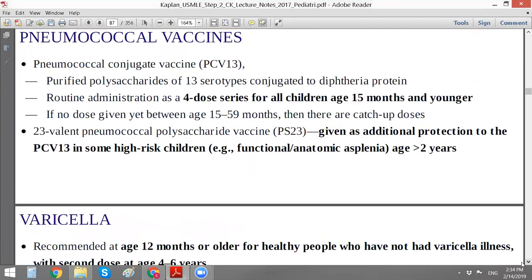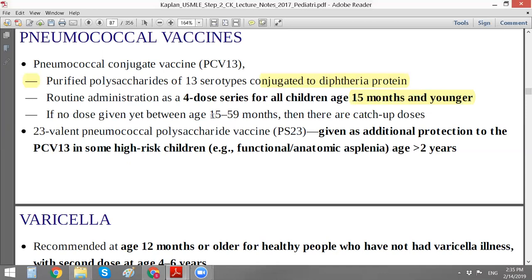Pneumococcal conjugate vaccine, PCV13. This is a purified polysaccharide of 13 serotypes conjugated to diphtheria protein. Routine administration is a 4-dose series for all children aged 15 months and younger, if no dose has been given. So PCV13 is for young patients, less than 15 months.